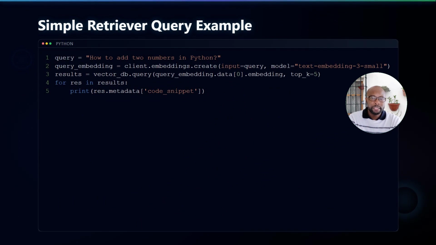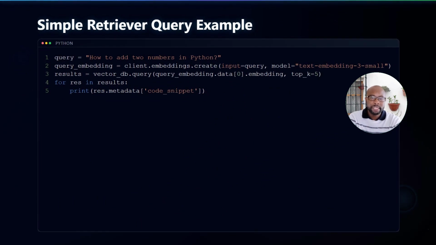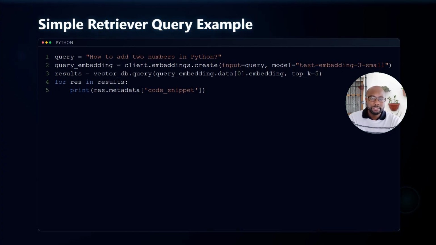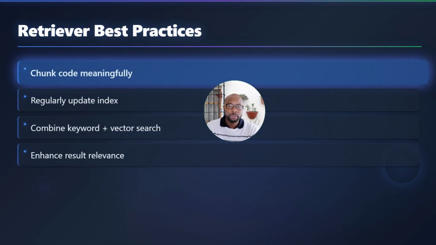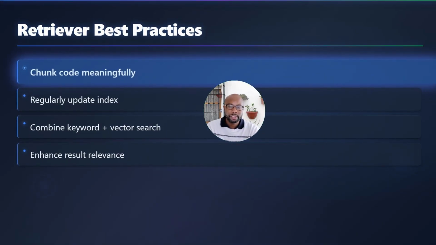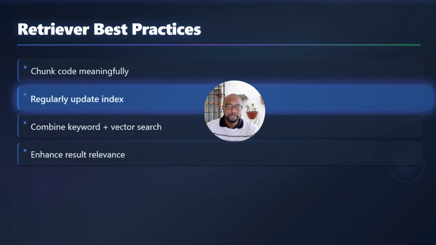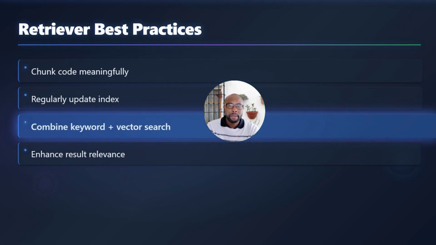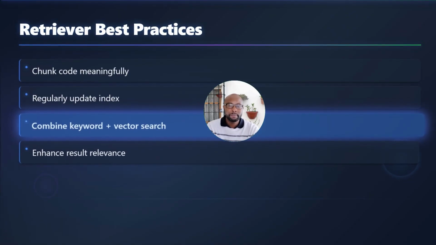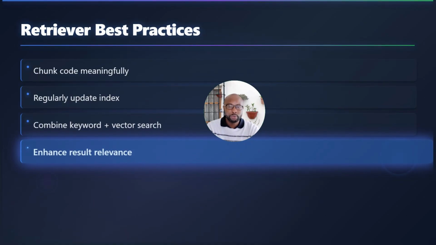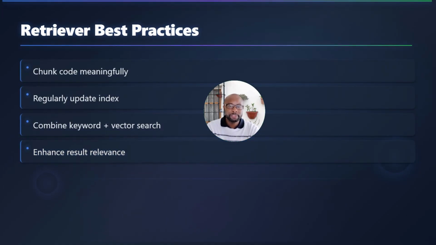Here's a simple Python example showing how to query a vector database for your codebase. We pass in a query embedding and retrieve the top matching code snippets by similarity score. Quick tip: to improve retrieval quality, keep your chunks small but meaningful, update your index often, and use hybrid search, combining keyword and vector search. These tricks help your retriever deliver laser-focused, context-rich code snippets.